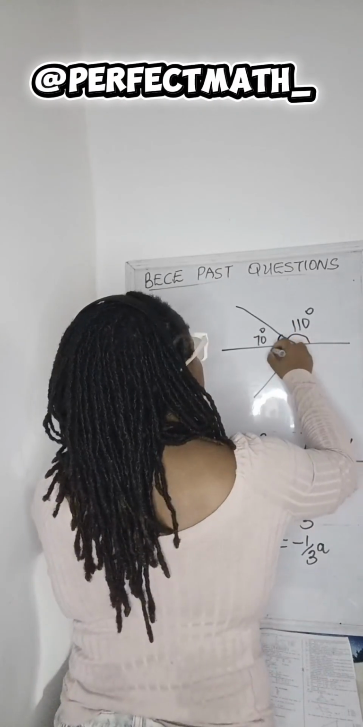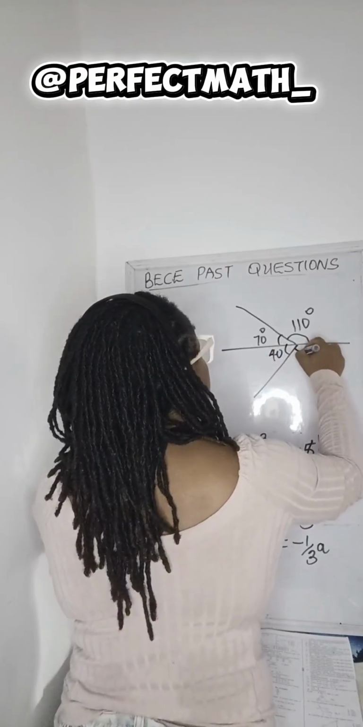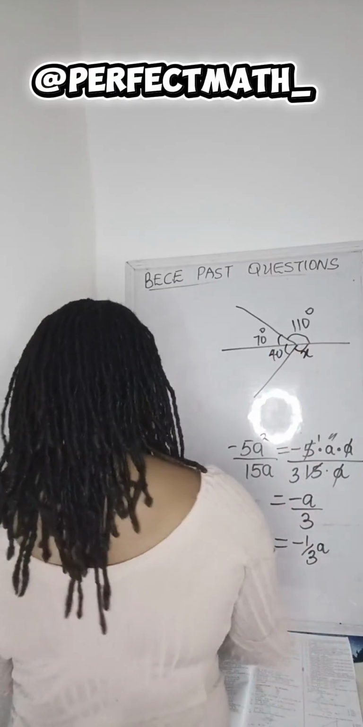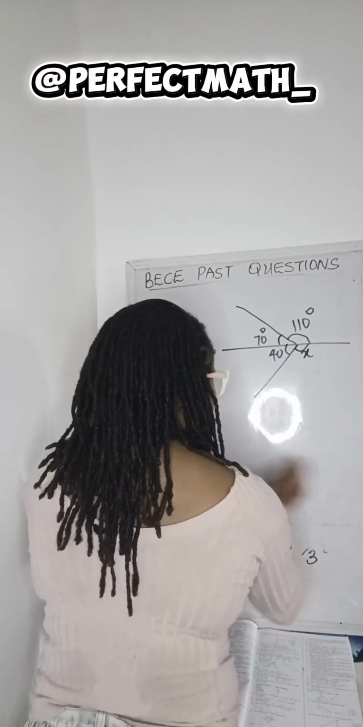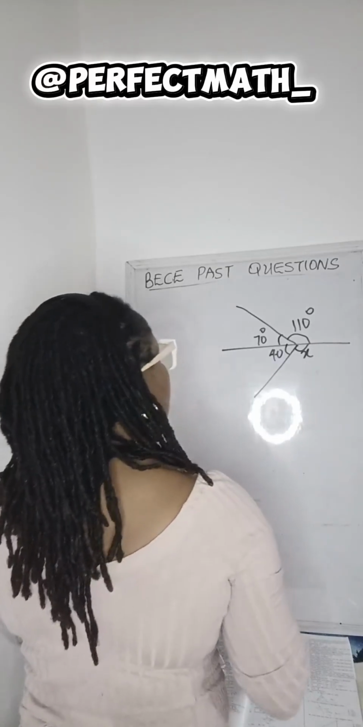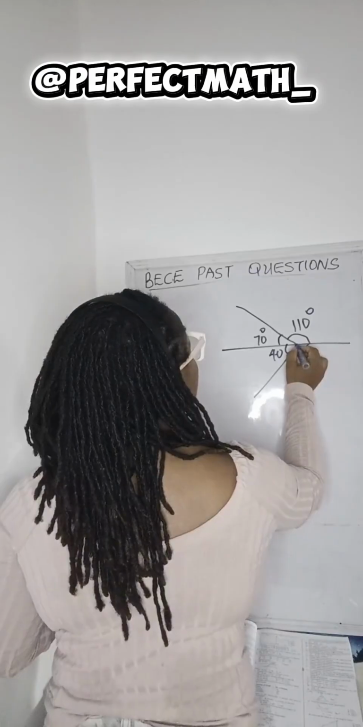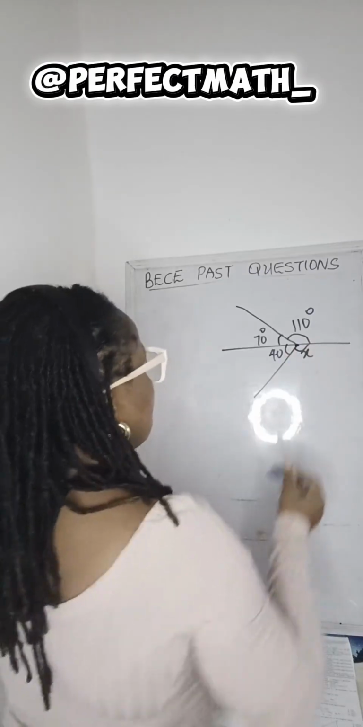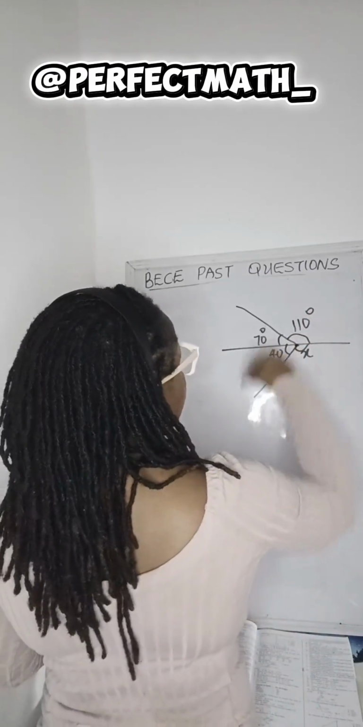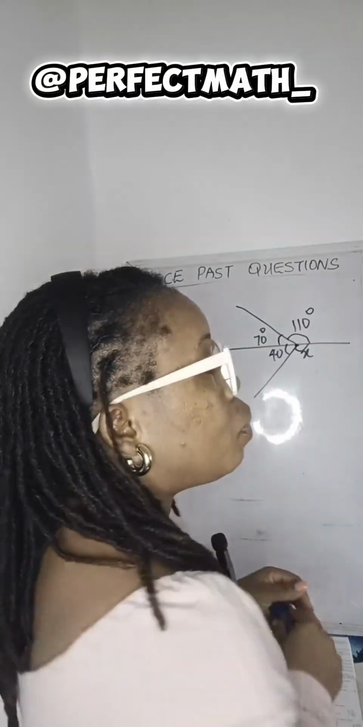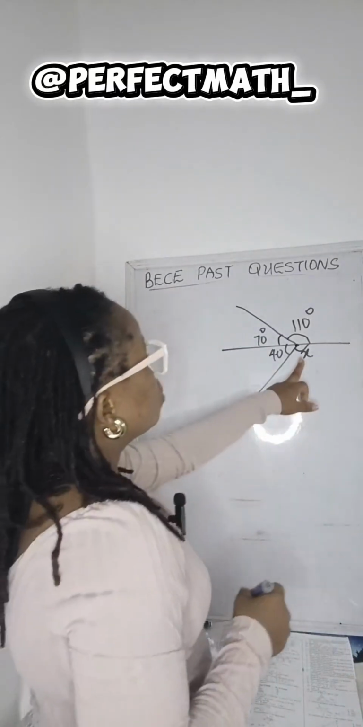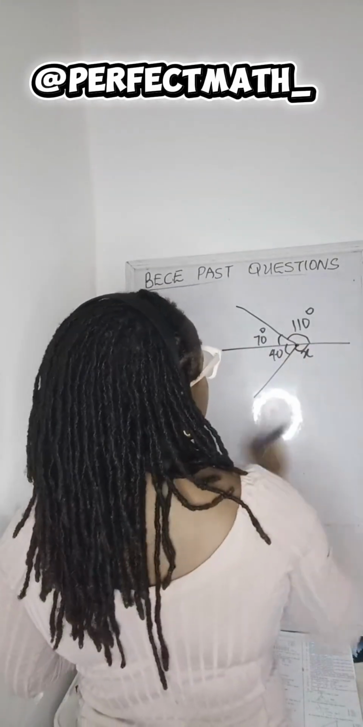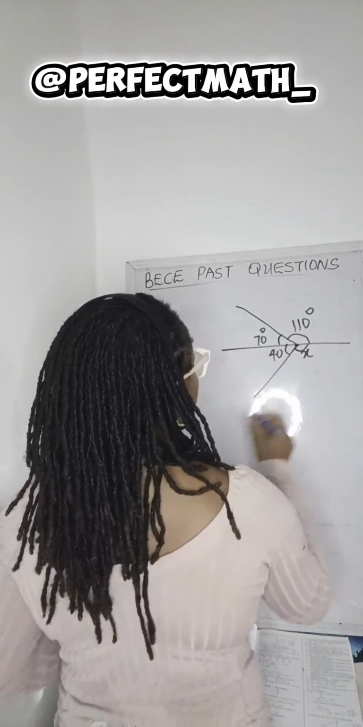Okay, this is 40 and this is x. We've been told to find x. Now you would notice that the angles all meet at a point. And what is the sum of angles at a point? The sum of angles at a point is 360. So for us to solve this, we would have to add up all of this and equate them to 360.